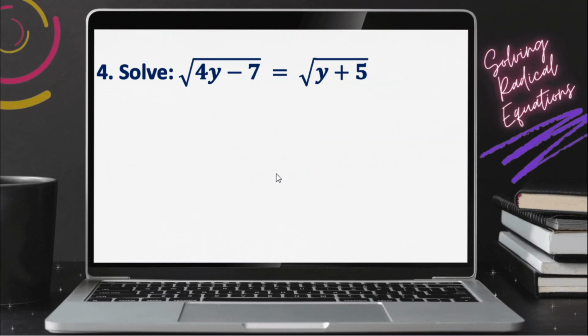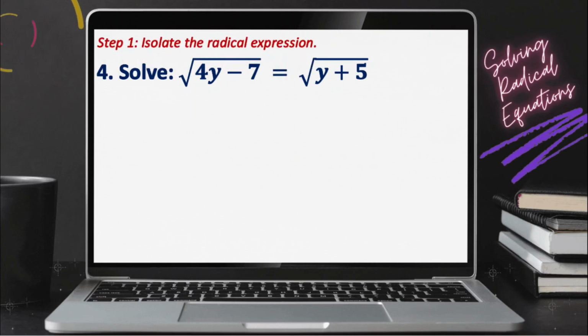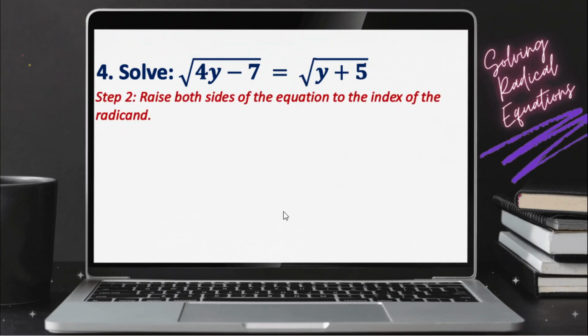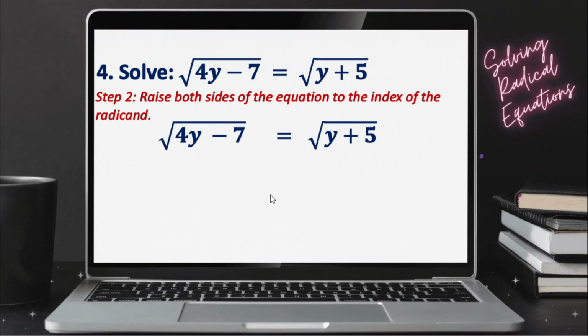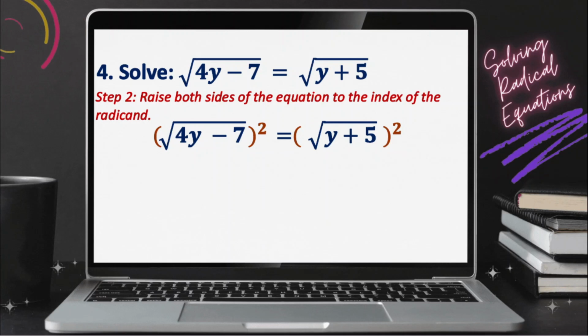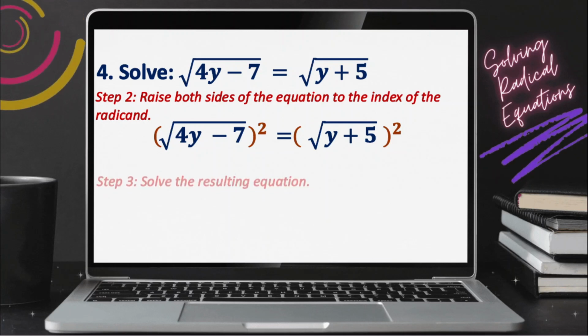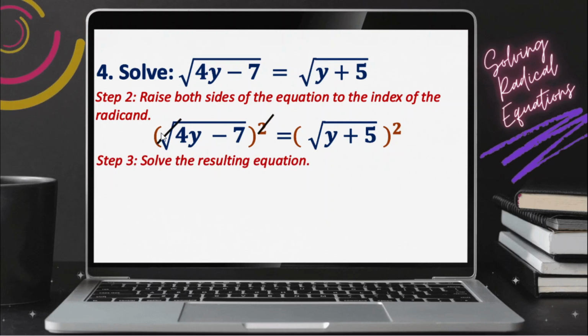Number 4, solve square root of the binomial 4y minus 7 is equal to the square root of the binomial y plus 5. So, step number 1 is isolated na sila pareho. So, hindi na natin gagawin. Proceed tayo sa step number 2. Since ang radical symbol ay square root, so therefore, ang index nila ay 2. Then, i-erase natin sila sa 2. Then, dito sa kabila, ika-cancel out natin si radical symbol. Since naka-squared na siya, so maka-cancel out na yan.